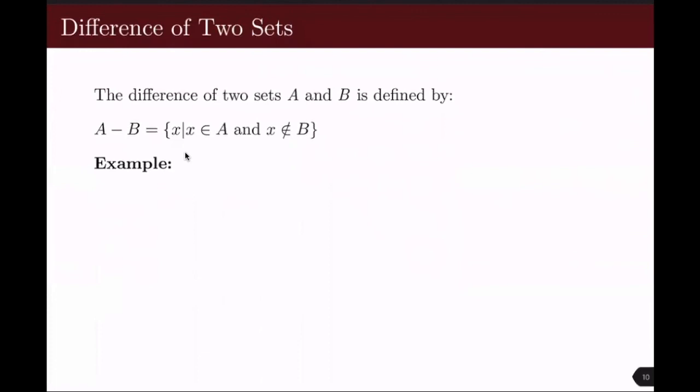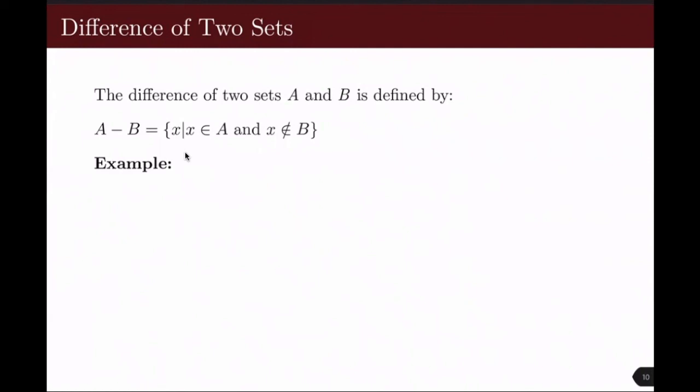The difference of two sets. The difference of two sets A and B is defined by A minus B equals the set of X such that X is in A but not in B. If it were B minus A, it would be X is in B but not in A. So you're taking away the set that looks like it's being subtracted.